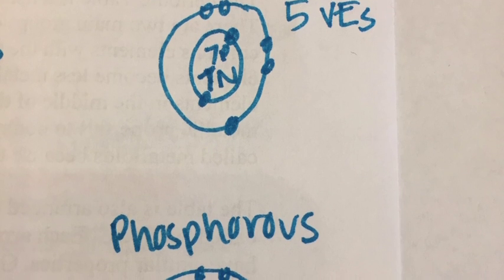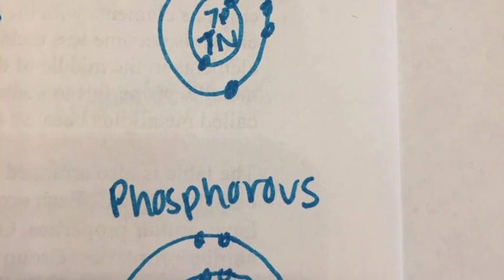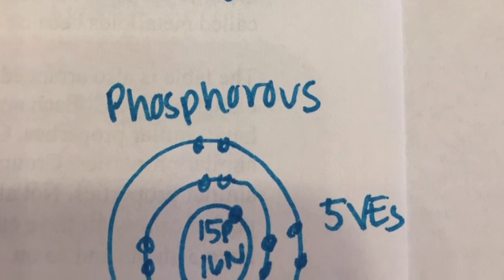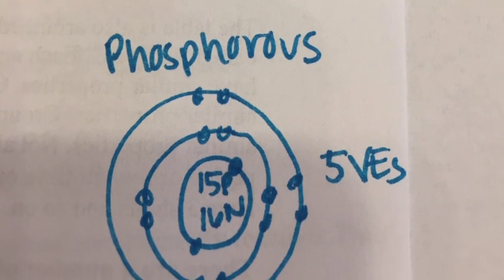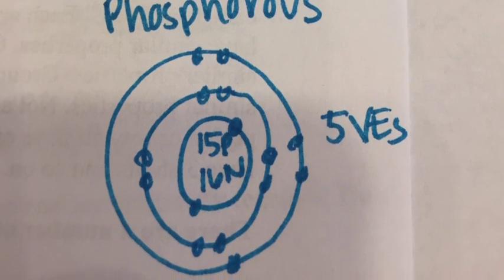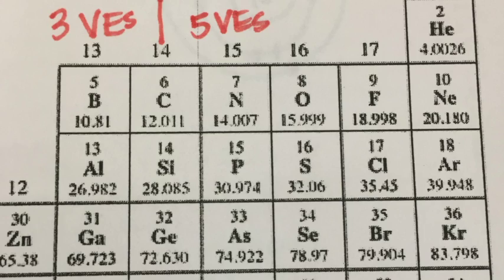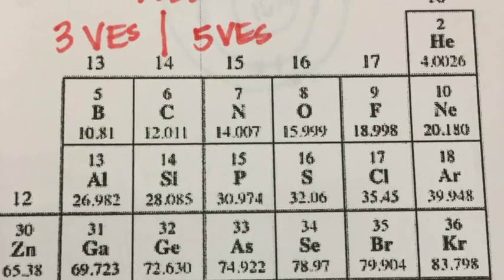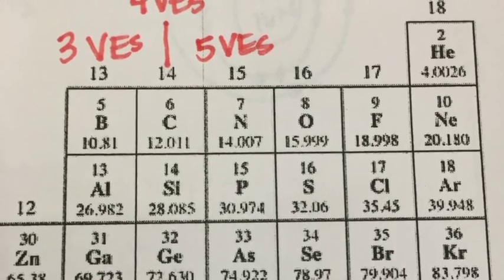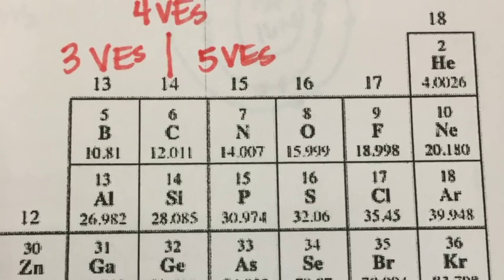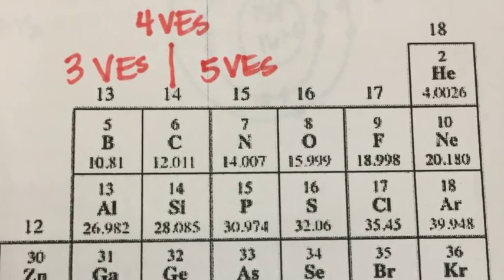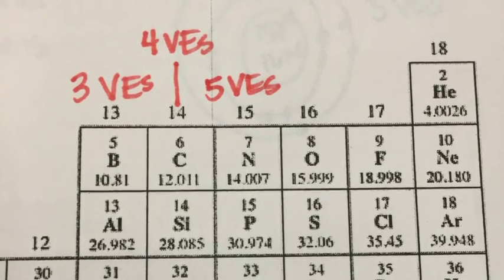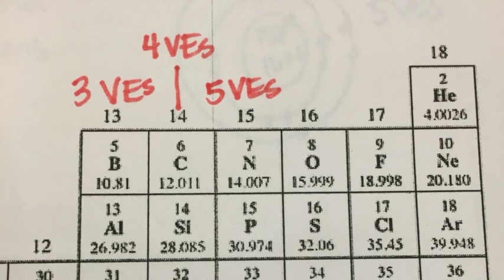Next in group 15 would be phosphorus. And phosphorus has 15 protons, 16 neutrons, and 15 electrons. So drawing out the Bohr model, we have 5 valence electrons. So if we were to draw our Bohr models for all of group 15, just like before, we would find that all of our nitrogen group, or group 15, has 5 valence electrons. Now make sure you're labeling your periodic table with the correct number of valence electrons.